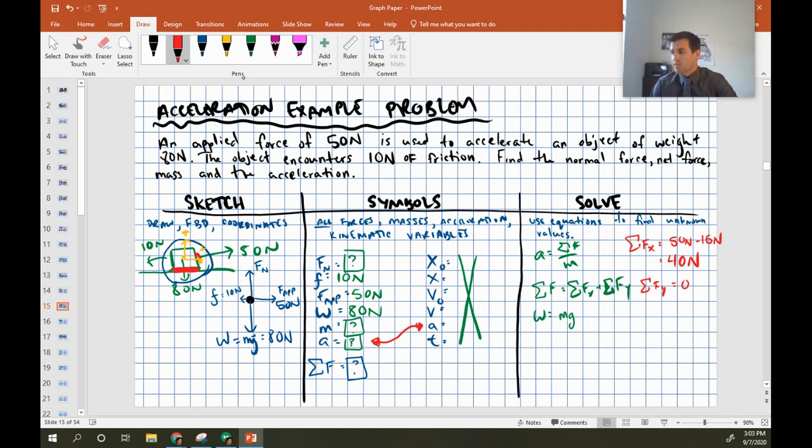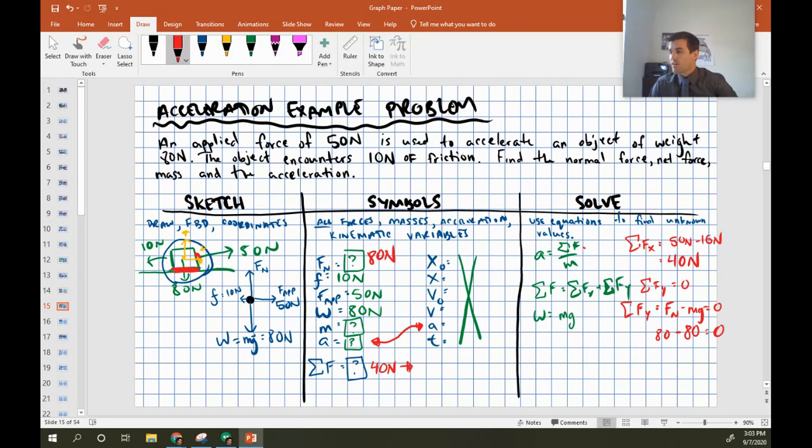Which means that I can write out the sum of the forces in the y direction, that would be my normal force minus mg equals 0. And since I know that my weight is 80, my normal force has to also be 80 in order to make that 0. Okay, so we just figured out that one. If we have no net force in the vertical and we have 40 net force in the x, then we know this is going to be 40 newtons going in that direction. So there's our net force.